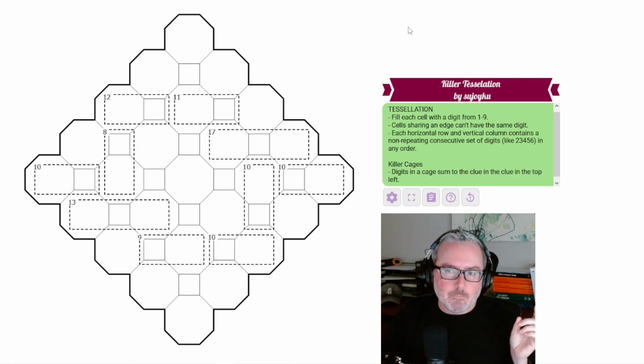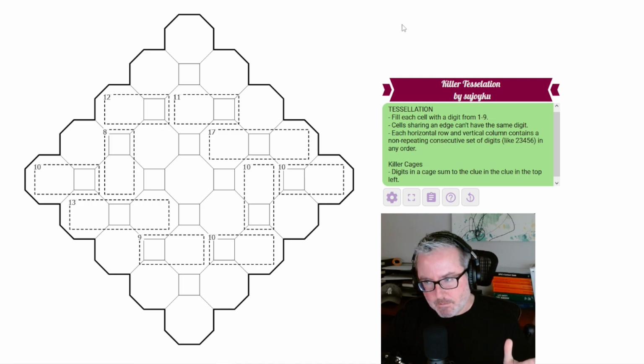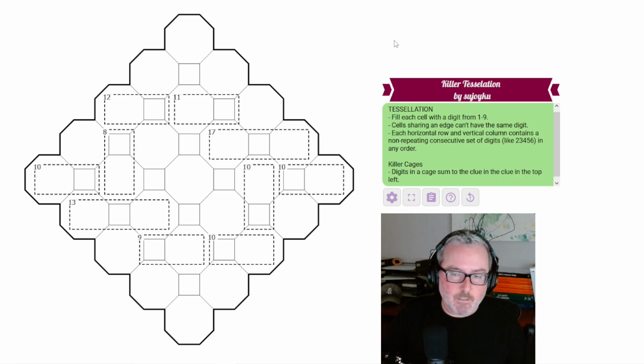Anywho, I did want to get back to these because these are very interesting puzzle types, and they don't go by your normal Sudoku. So it's a bit of a weird variation to things. With that said, let's take a look at this one and we'll do a little reminder of what tessellation is. This one is called Killer Tessellation by Sujoyku. Now the previous one we did, I think it was a Kropke tessellation, and it was by a different setter than Sujoyku. But this is the same concept. It's taken from the brainchild of the tessellation type puzzle here.